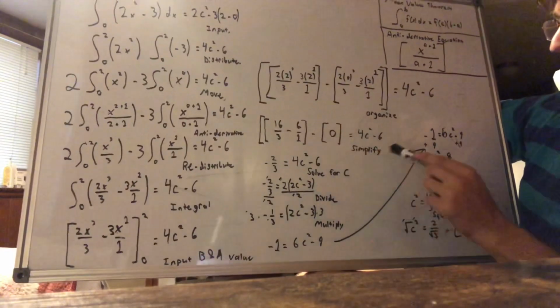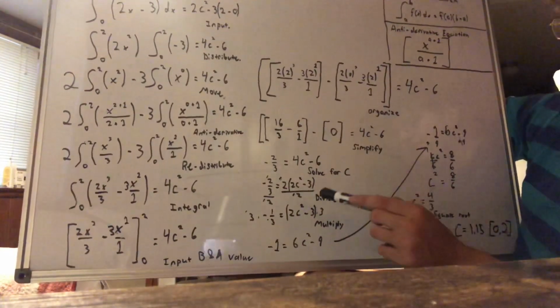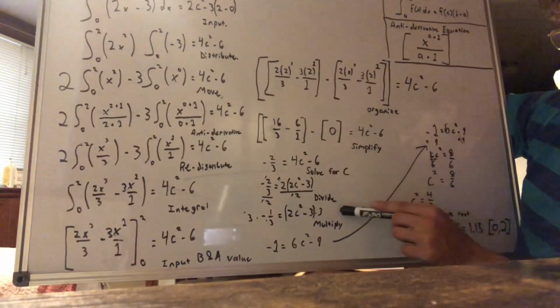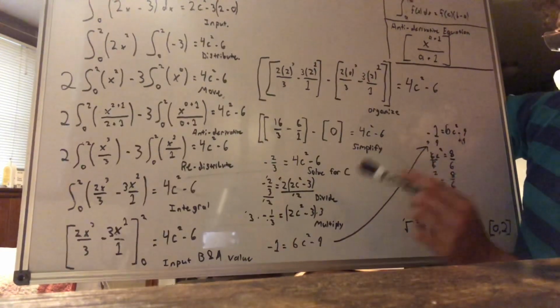Just doing algebra here, you simplify down eventually until you get rid of the brackets, and then you just solve for c. So that's what I do right here. I start solving for c. I divide by 2 on both sides. The 2's simplify down to 1/3.